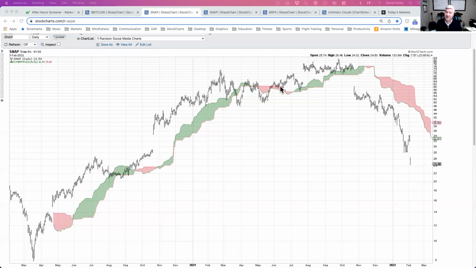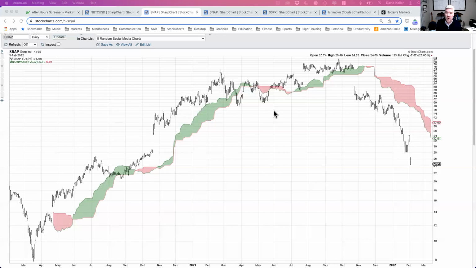A consolidation phase, a sideways phase, is where you see the cloud almost disappear. You can barely see the cloud because the two leading spans are almost equal, and you can see the price trading around those spans. So with a very quick look, you can differentiate whether the chart is in an accumulation phase, distribution phase, or a consolidation phase.